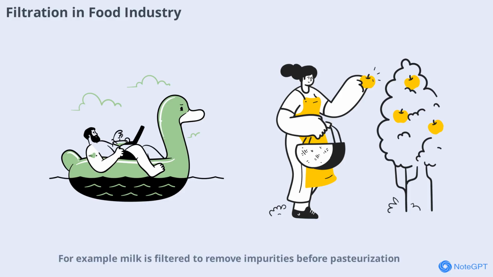The food industry uses filtration to ensure product quality and safety. For example, milk is filtered to remove impurities before pasteurization, and juices are filtered to achieve clarity and improve taste. Filtration also plays a role in brewing, winemaking, and oil production. By removing unwanted solids, filtration helps create products that are both appealing and safe for consumers.